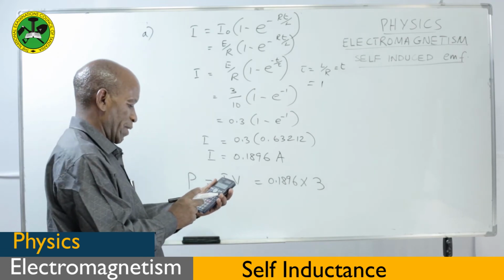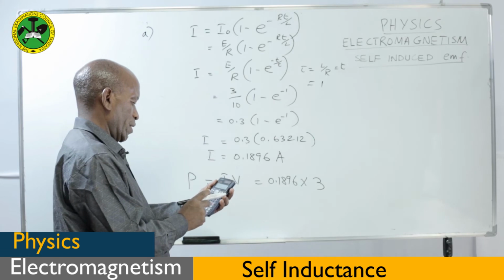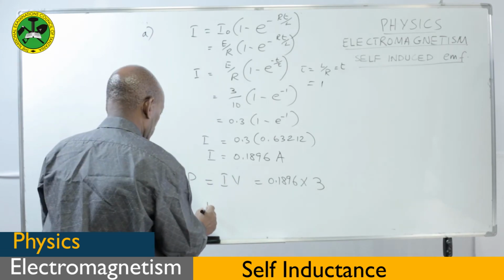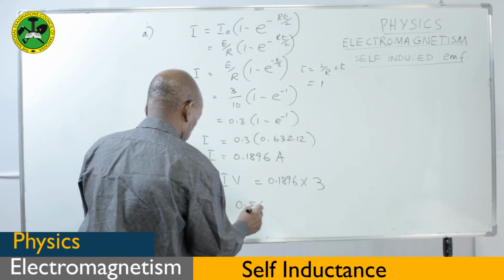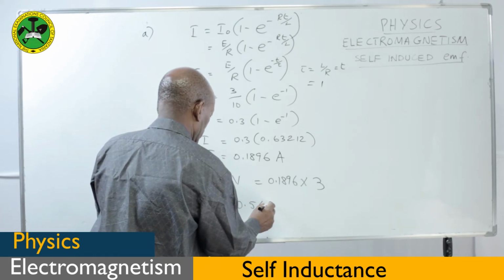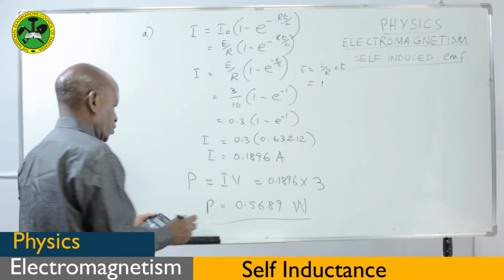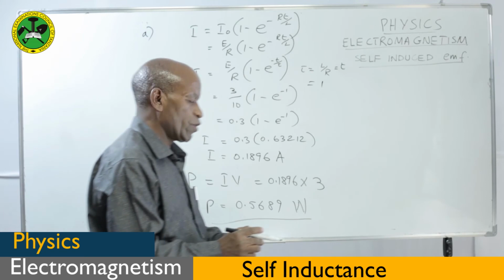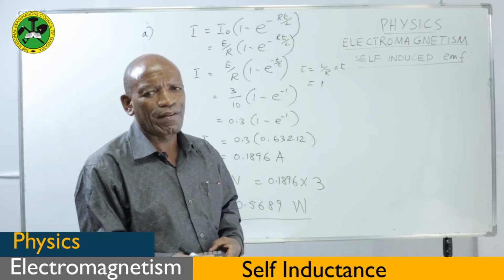And then if you multiply by that much, you will be getting 0.56. So the power there will just be equal to 0.5689 watts, or rather take it to be 0.6 watts. So this is the rate at which the energy is being delivered by the battery.